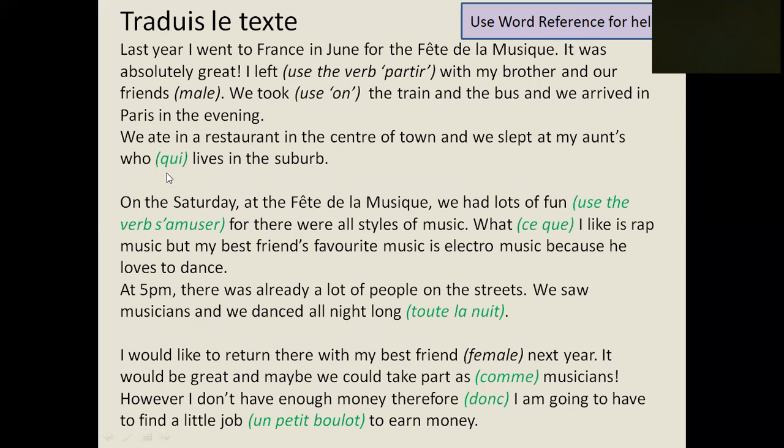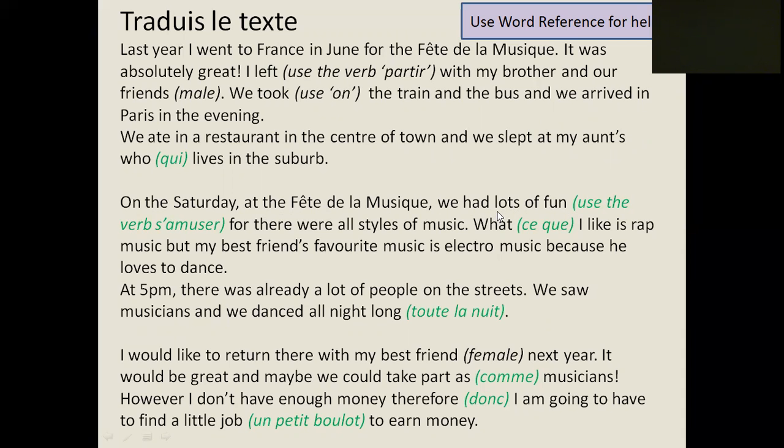Who, I've put some help here, lives in the suburbs. Suburb is a word that you learned in year 8. So you might have to go back to your year 8 book. On a Saturday at the Fête de la Musique, we had lots of fun. That's quite a challenging phrase here to translate.